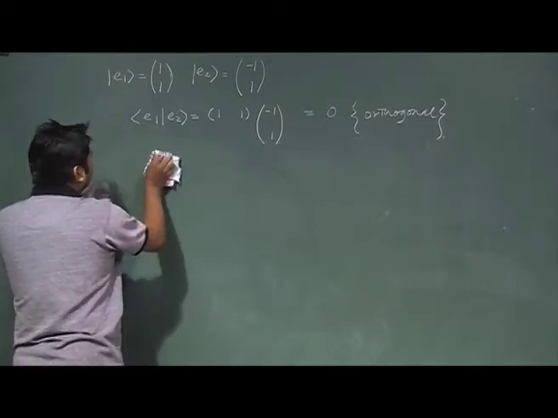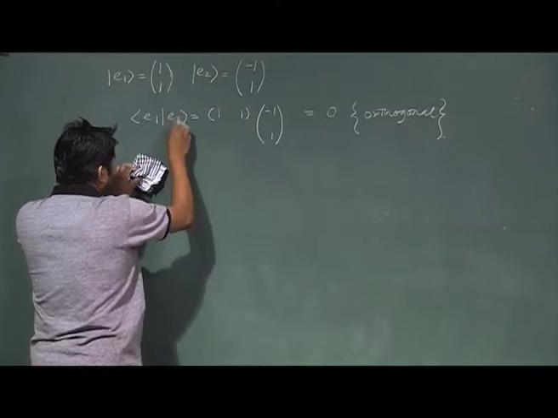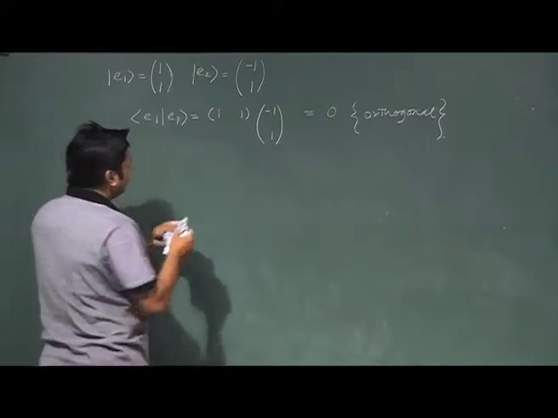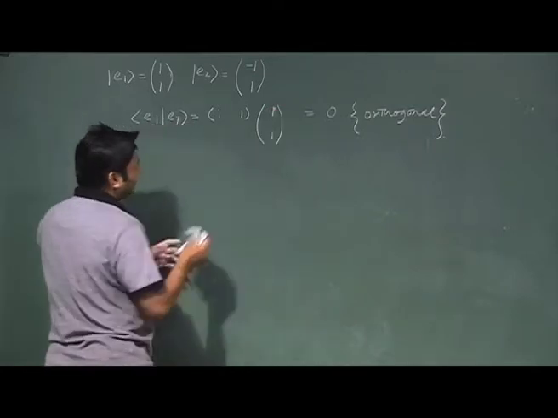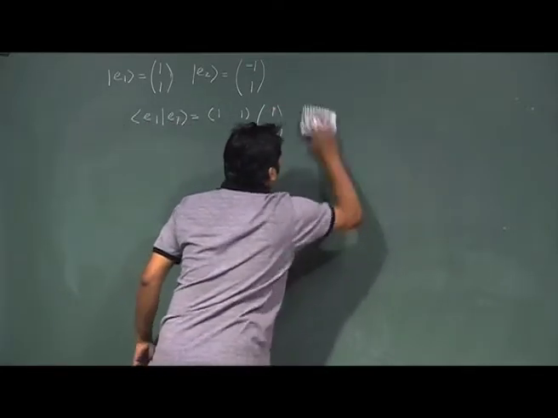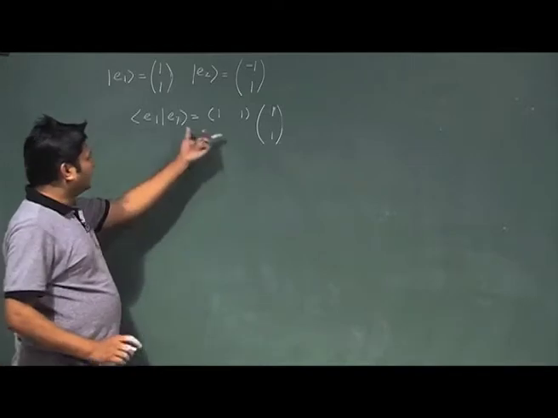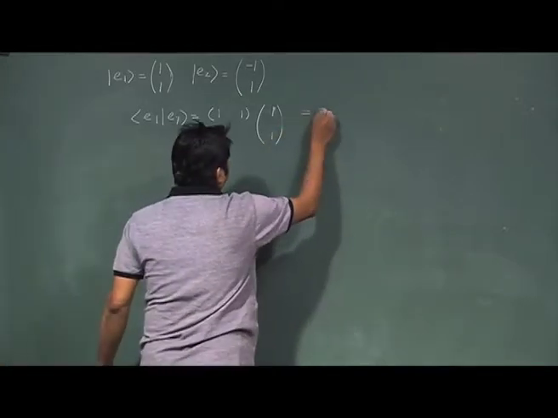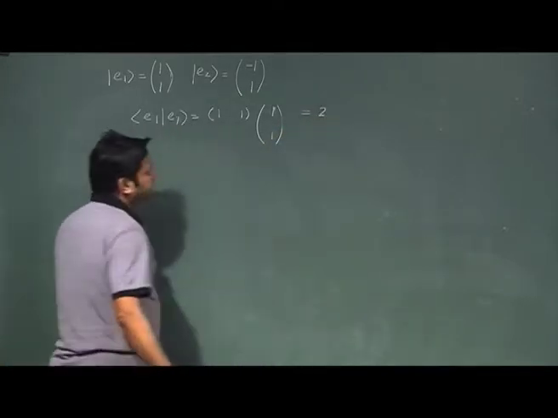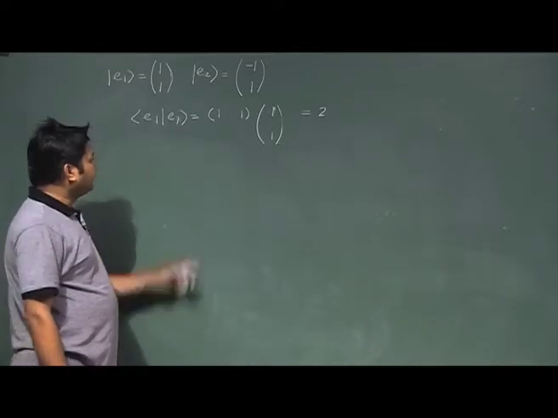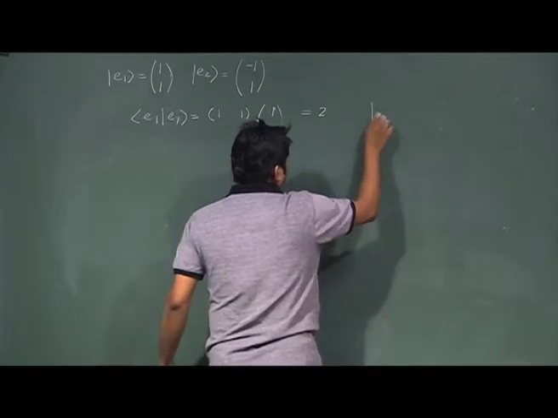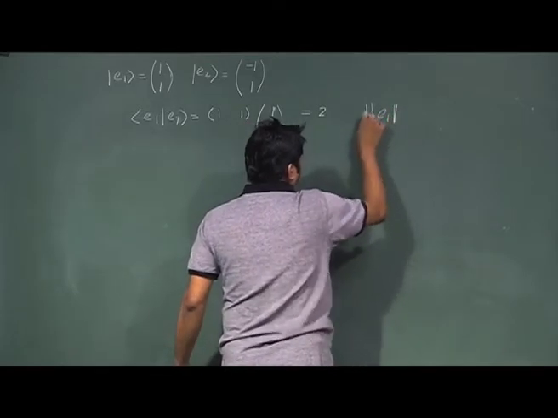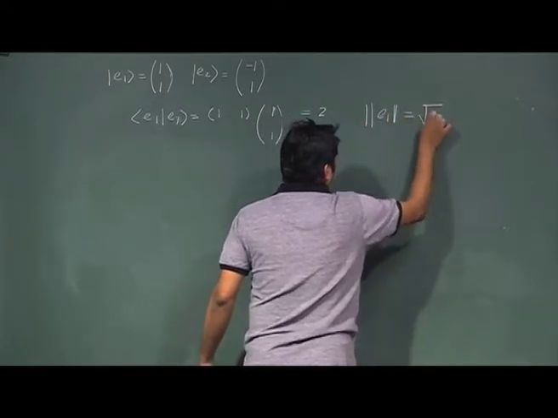So let me calculate the norm. I will change that E1, so I will make these things 1, and then what is the value I have? I will have value 2 readily. So that means the norm of E1 is root over 2.